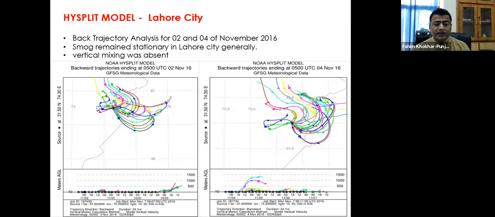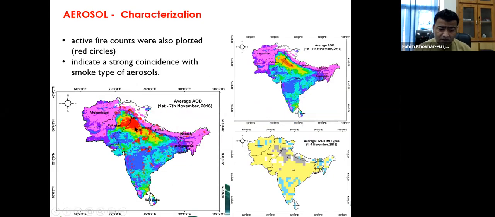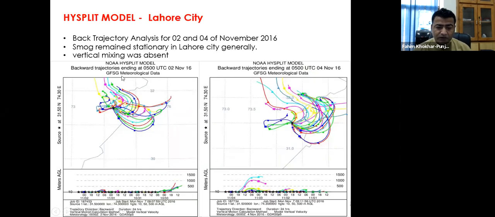Okay, so then we tried to look for the origin of these air masses that are actually ending up in the whole city of Lahore. So this point is the city of Lahore. We ran these trajectories backward in time, and we see most of the trajectories are actually coming from the Indian side, particularly over the area where we have prominent fire incidences, like in this map. And similarly for other days, I took these randomly, 2nd of November and 4th of November.